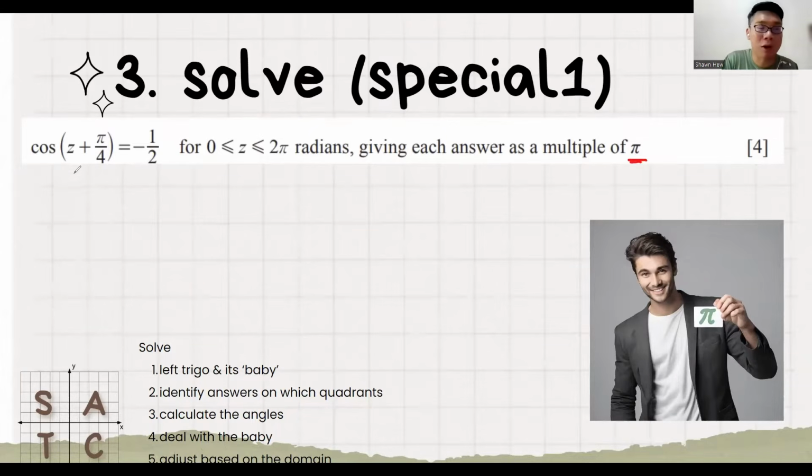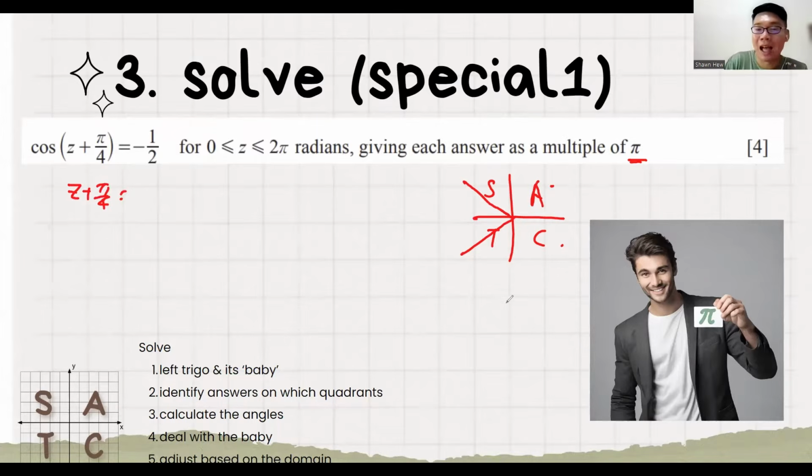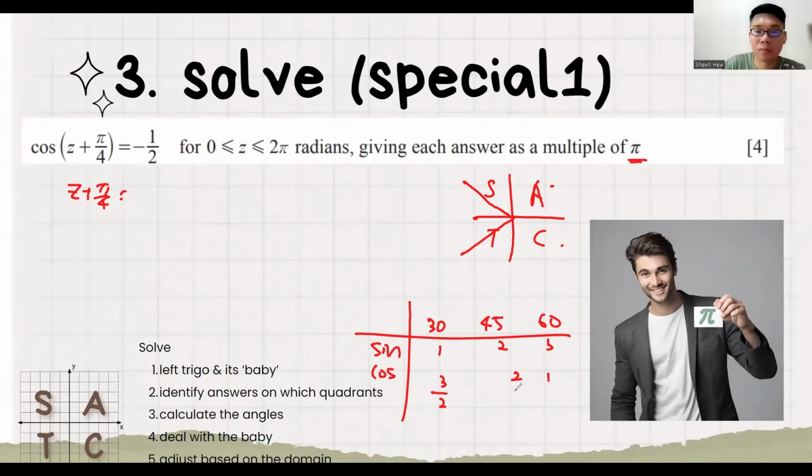So we see this first question. Cos equals to minus 1 over 2. So again, we do STC. Cos is positive here and here. Cos is negative here and here. What is cos? Half. From this table, we know that cos 60 is 1 over 2, and 60 degrees is pi over 3 radians. So we can confirm it is pi over 3.